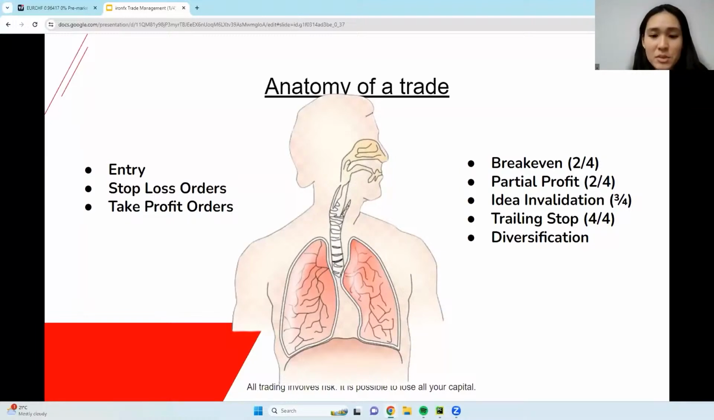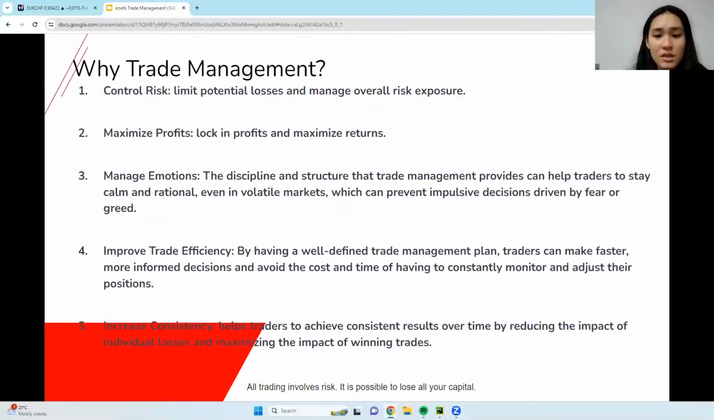So trade management basically refers to the process of managing open trades in the financial markets to maximize returns and minimize risks. Here are some reasons why it's important to have a proper trade management strategy. Firstly, to control risk. Trade management strategies such as stop loss orders and position sizing help traders to limit their potential losses and manage their overall risk exposure.